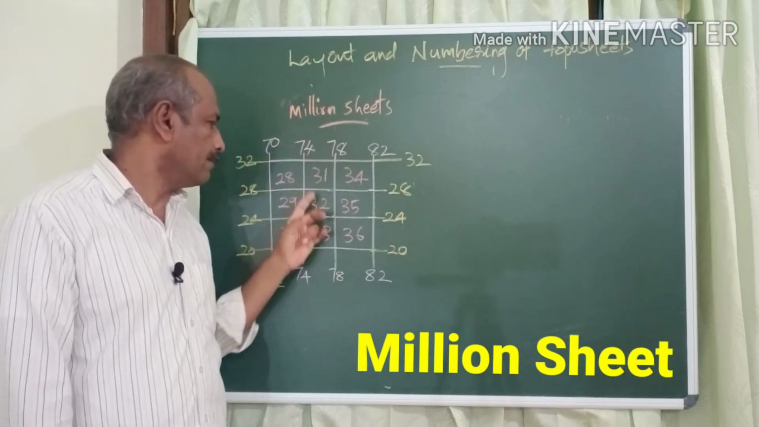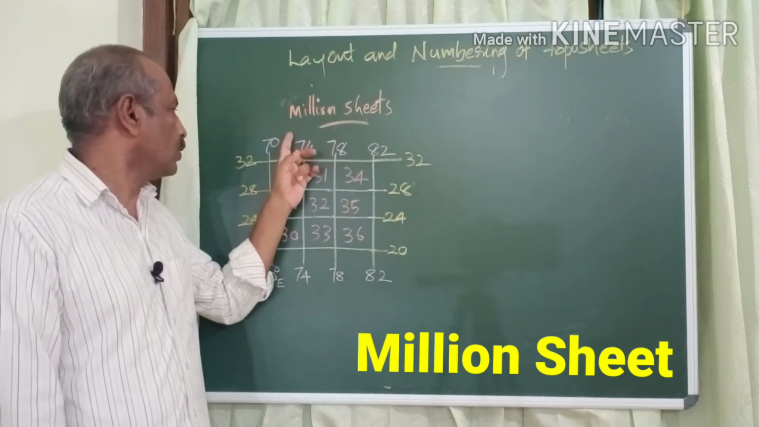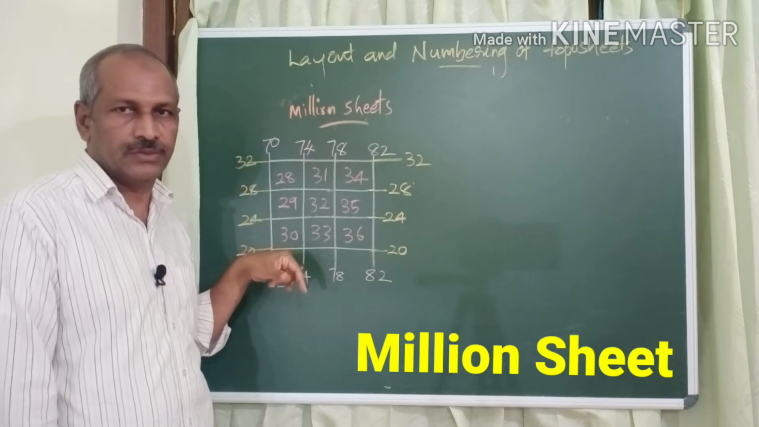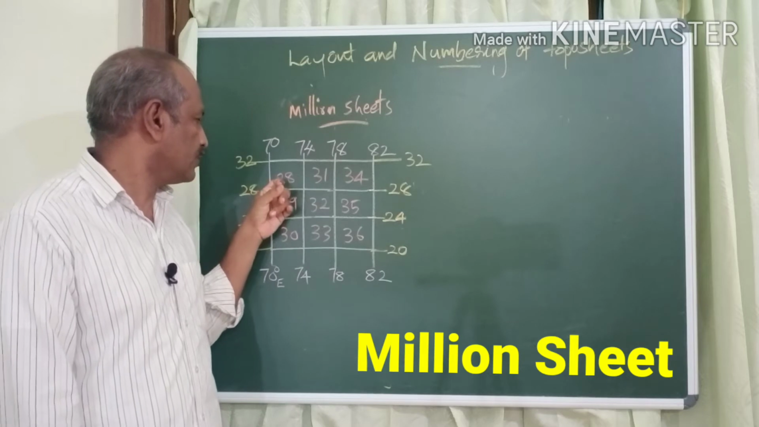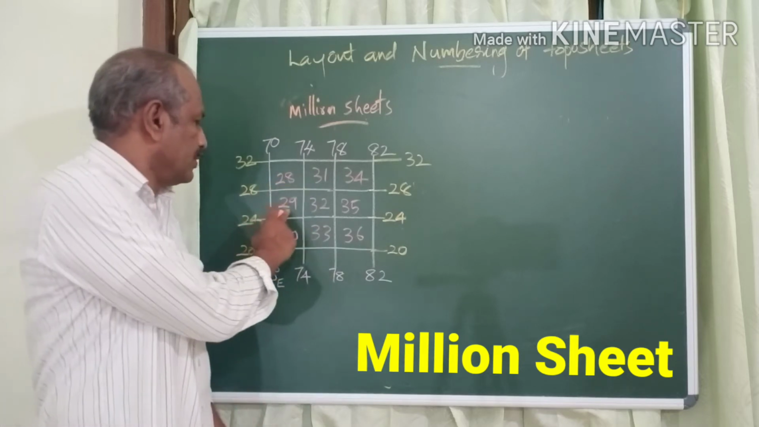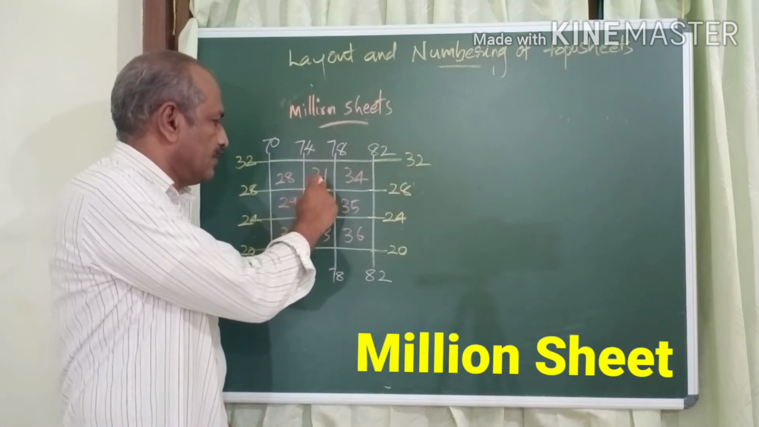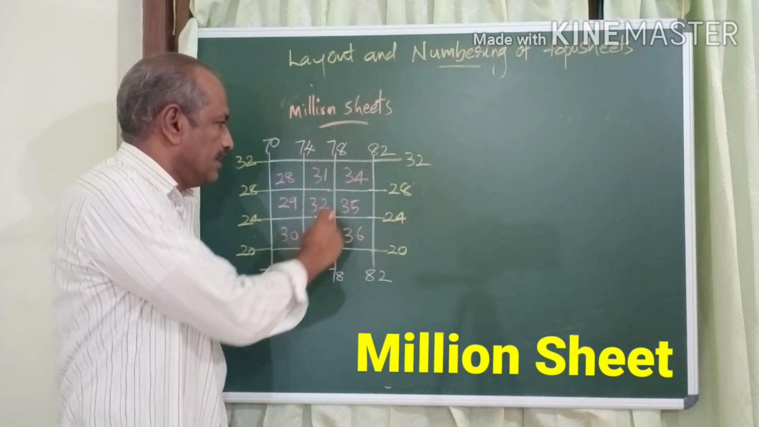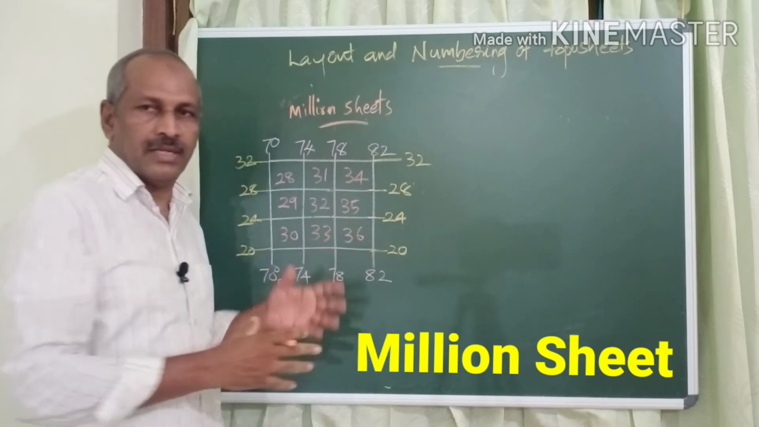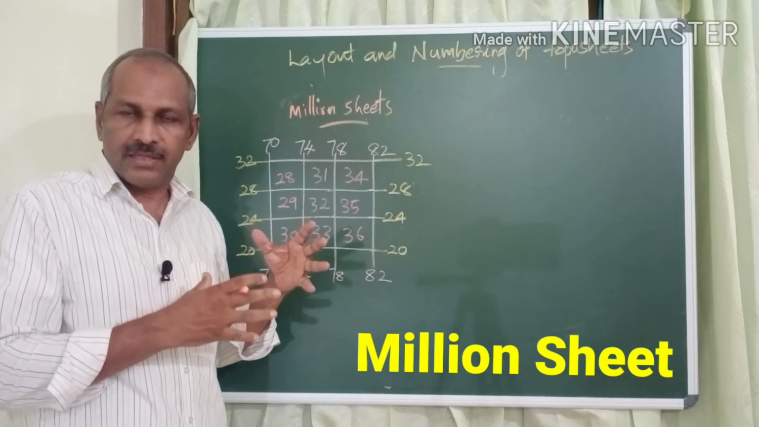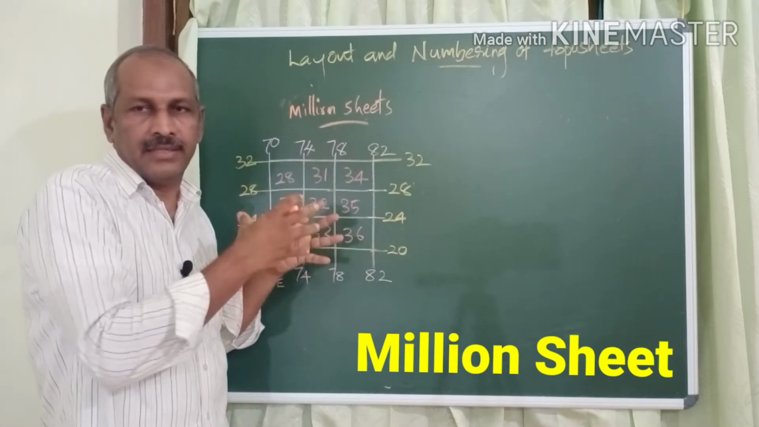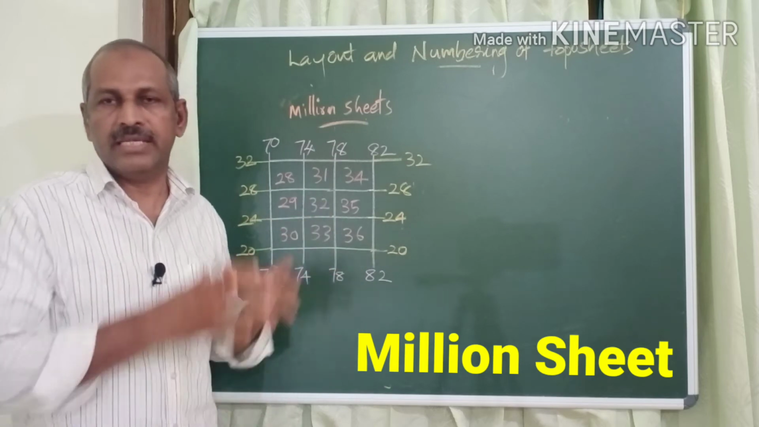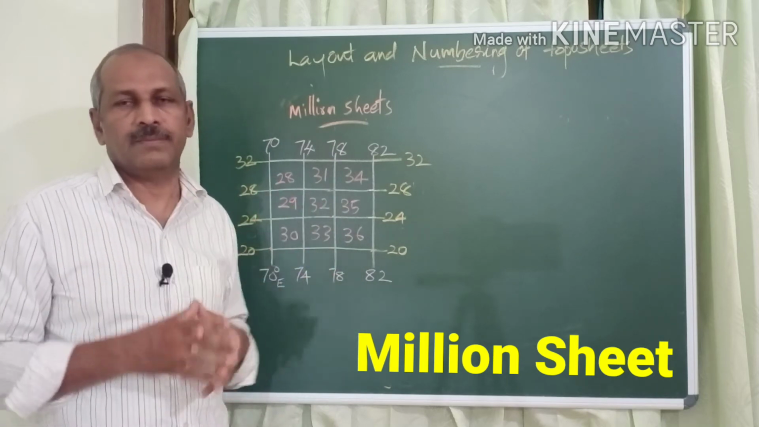You know that numbering starts from the northwest and goes downwards. You can see here the number of the first sheet is 28, then 29, 30, 31, 32, 33, 34, 35, 36. In this order, million sheets are assigned numbers, and these numbers are called index numbers.